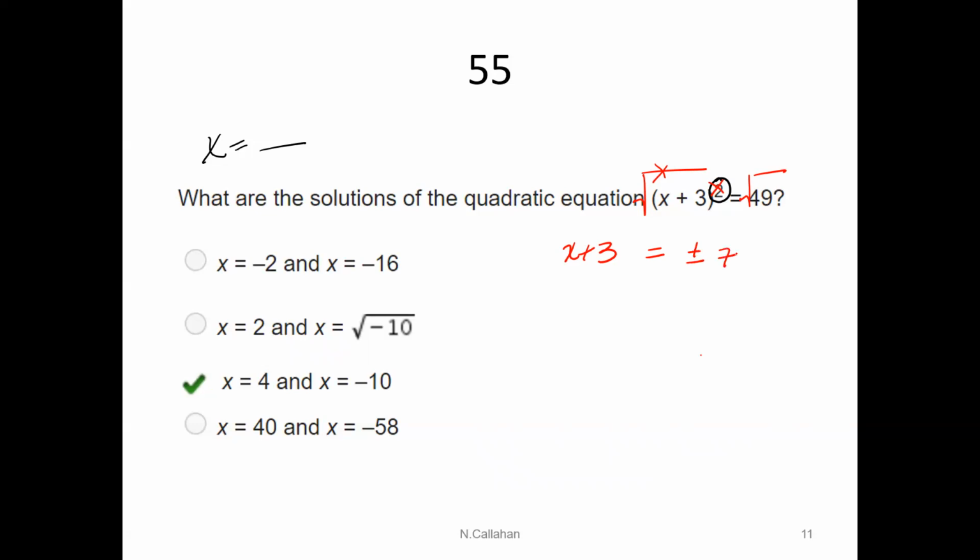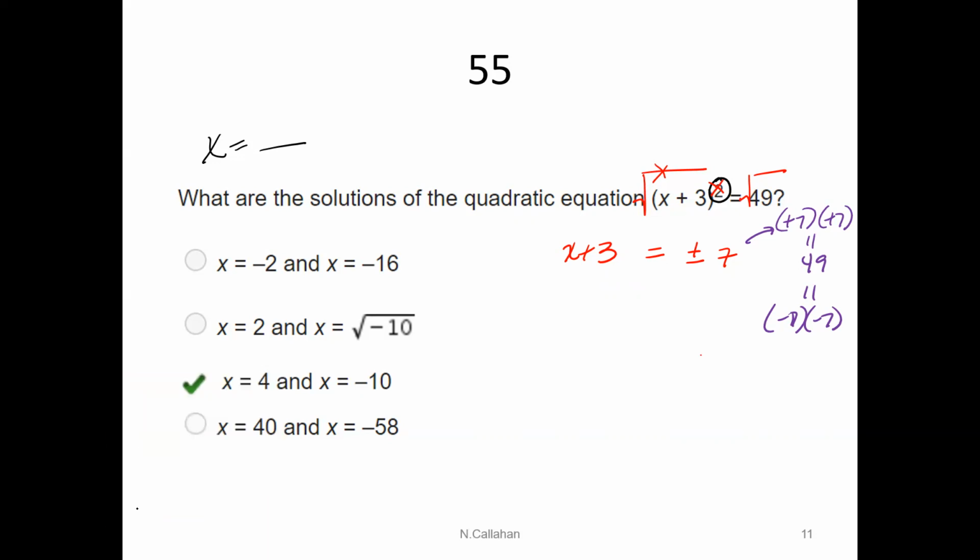And you're like, why, Catalina? Why is it a plus and minus 7? Well, the reason for that, you guys, is if you think about it, a positive 7 times a positive 7 equals 49, right? And doesn't a negative 7 times a negative 7 also equal positive 49, right? So that's why you have two different answers. One's positive, one's negative.